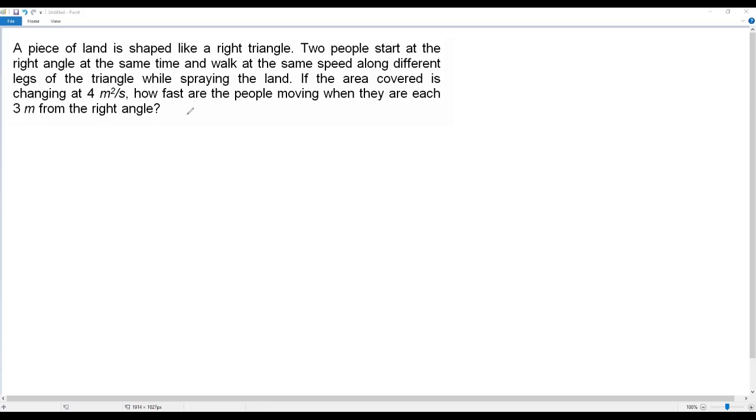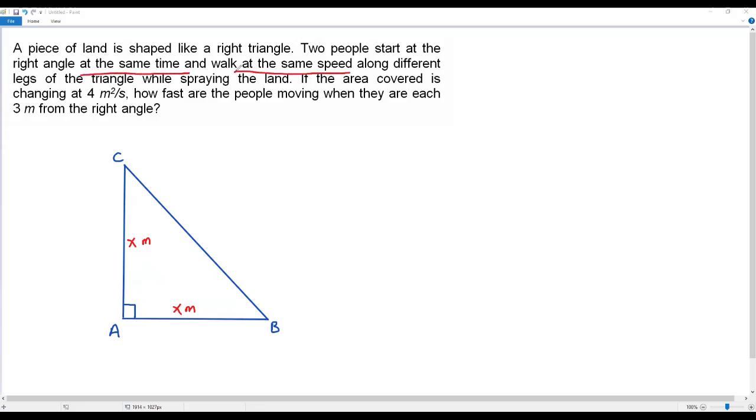Okay, first let me draw a right triangle. Here I have drawn a right triangle ABC, and we have the right angle at the vertex A. According to the question, the two people start at the right angle, that is at the vertex A. One person walks on the leg towards the vertex B and the other person walks on the leg towards the vertex C. Now I assume the distance covered by the person who walks towards the vertex B is x meters. So what is the distance covered by the person who walks towards the vertex C? That is also the same, x meters, because the question says both people start at the same time and walk at the same speed. So whatever distance is covered by the first person, we have the same distance for the second person as well.